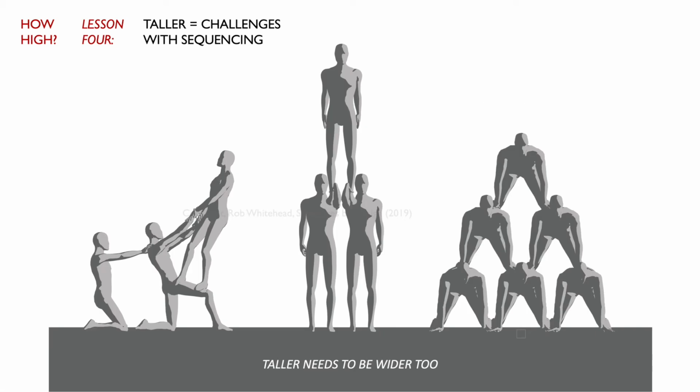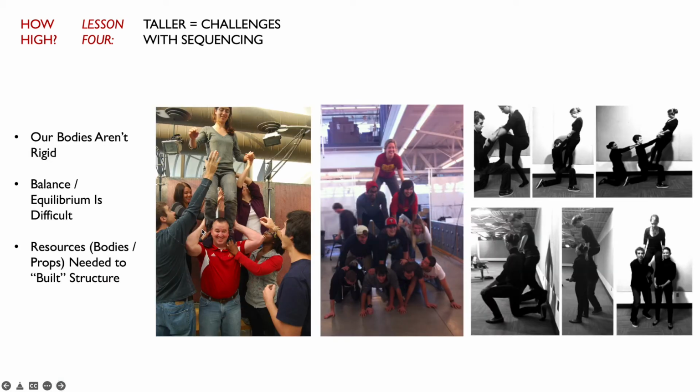So in Lesson 4, when we start to get taller, there are also challenges with sequencing. When you think about how people get into these poses that are shown, not only do we know that being taller needs to be wider, but how does it get to be this way? The sequencing of it is really a function of our bodies being pretty terrible at this stuff because they aren't rigid. So trying to find balance and equilibrium in these is actually quite difficult to do.